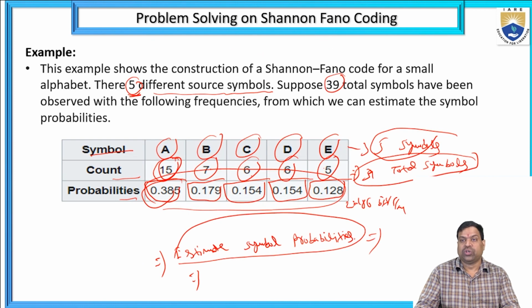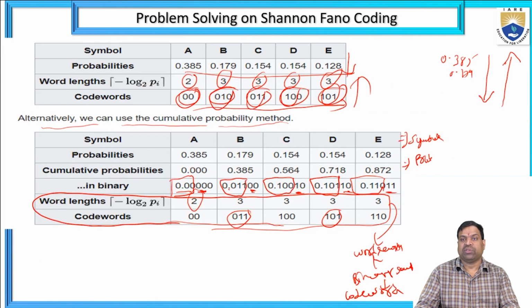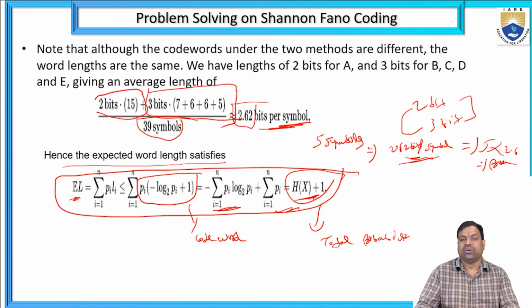So this is example 2. Here also Shannon-Fano is applied, with 5 different source symbols and 39 total symbols. So what is the probability? We estimate the symbol probability from this. Then we find the code length of each one, so the code lengths are 2, 3, 3, 3, 3. From the code words, we compute the average, that is, bits per symbol.